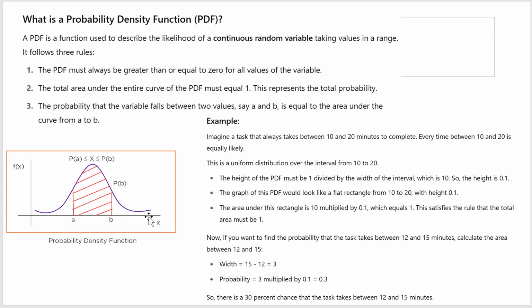So imagine a task that always takes between 10 and 20 minutes to complete. Every time between 10 and 20 is equally likely. Let's say you're ironing your shirt or something, it takes 5 to 10 minutes or whatever. So this is a uniform distribution over the interval from 10 to 20. The height of the density function must be 1 divided by the width of the interval, which is 10. So the height is 0.1. The graph of this PDF looks like a flat rectangular line. I'll show it to you in the next slide.